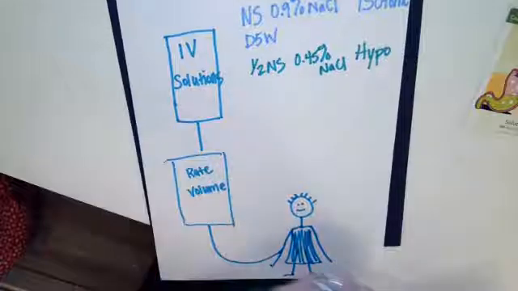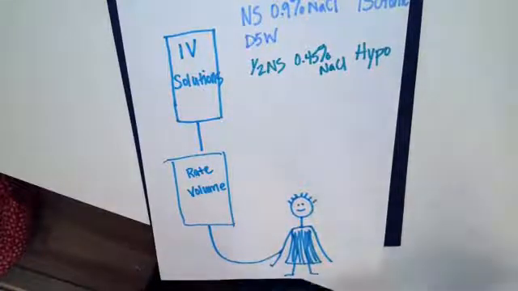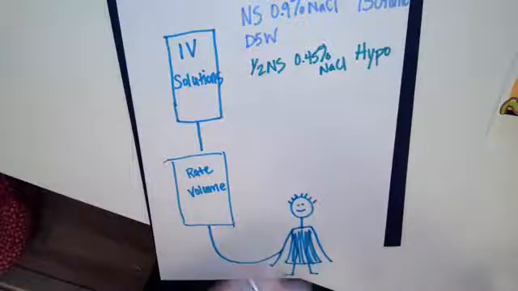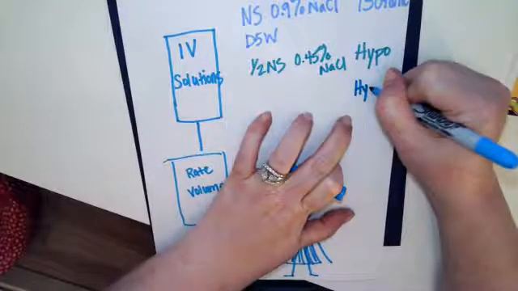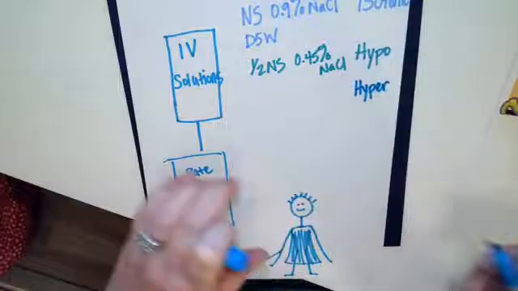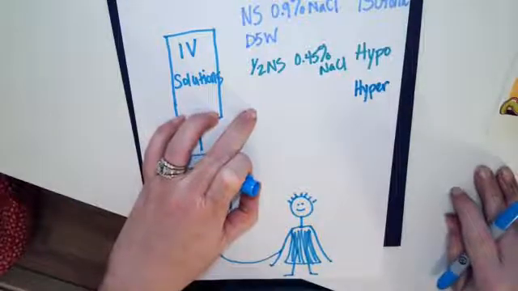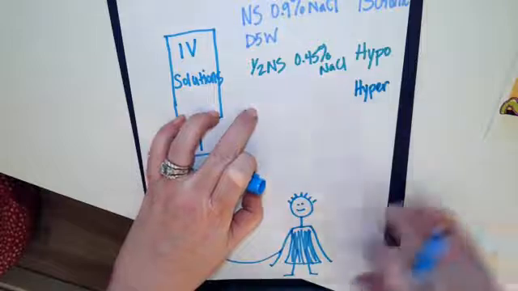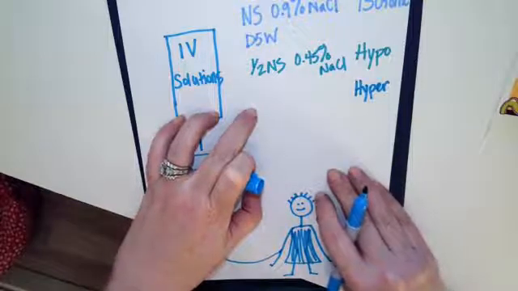And then we have something that could be hypertonic. Hypertonic solutions would pull fluid into the vascular space. So it's just going to kind of rearrange the location of the fluids. Both of these do, hypo and hyper. So let's make hyper. Hypertonic would be a solution like 5% dextrose in normal saline.